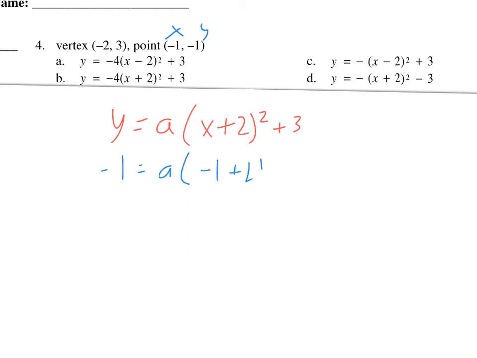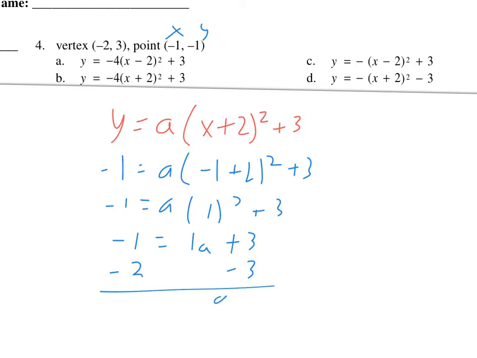And then I'm going to plug in my other point as an x, y here and figure out what a is. All right, so I got to do some PEMDAS here, so I need to do negative 1 plus 2 is 1. And so that just turns into 1a plus 3. And then if I subtract the 3, it says that a equals negative 4. So that means I can go back to this first step and just plug in the negative 4 for a and find the answer, which would be B.